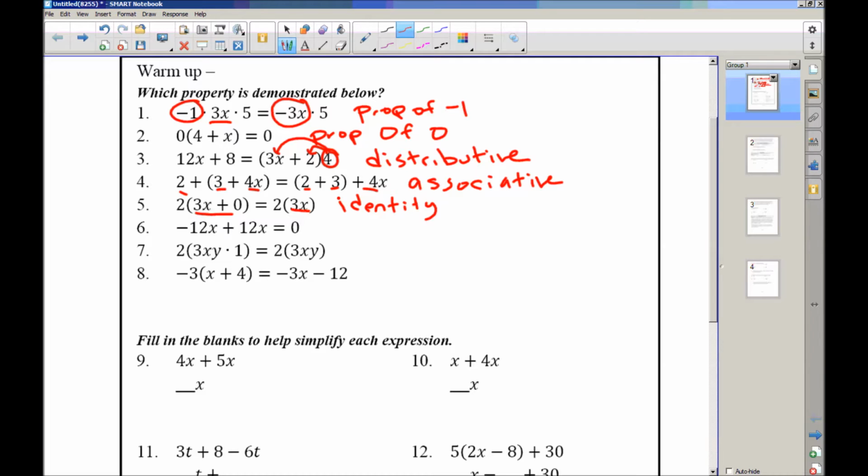Okay. In this one, I'm adding negative 12x plus 12x, which are opposites of each other. So our additive inverses are opposites of each other. So this is our inverse property.